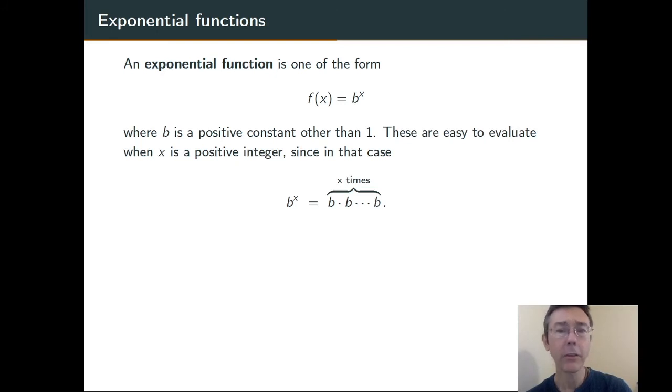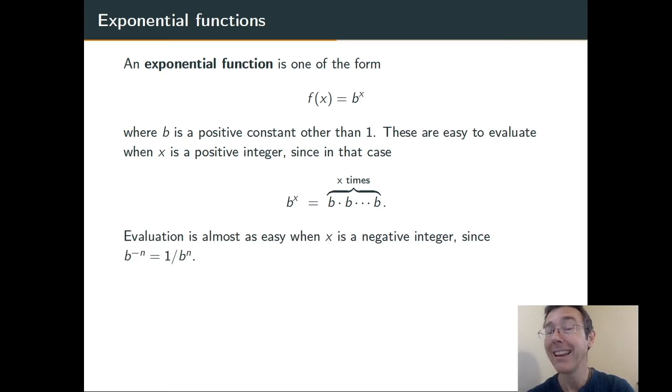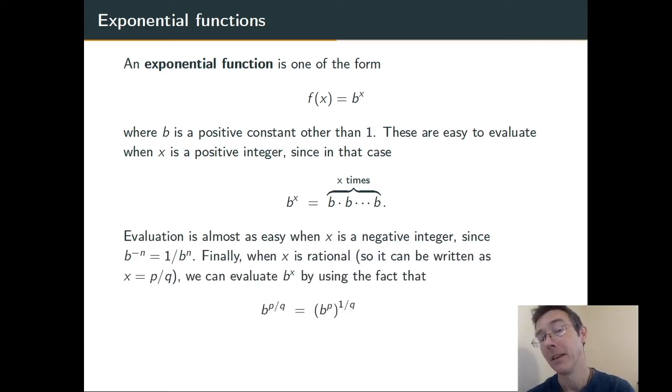If x is a positive integer, this is super easy to evaluate. Then the exponent is just doing repeated multiplication. Things aren't really any worse if it's a negative integer because you're doing that repeated multiplication just in a denominator. Finally, if x is a rational number, so a fraction, we can use the fact that when we do b to the 1 over q, it's the qth root of b, to get the answer. So b to the p over q will be the pth power of b, then take the qth root of that.